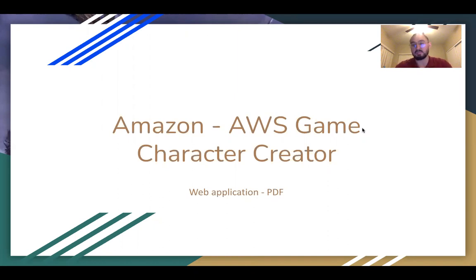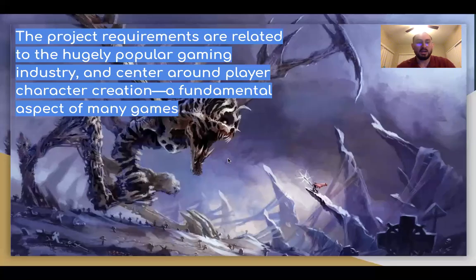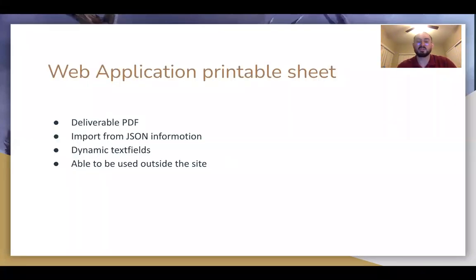I'm going to be going over the web application UI and the PDF version of our project. So we're working with the 13th Age tabletop game, which is very popular around tabletop players, and it's very popular within our sponsor's company, which is Amazon. A lot of Amazonians play this game, so they would like us to create a web application for users to create their characters. So I'll be going over the printable sheet that the user can have after they create their character from the UI.